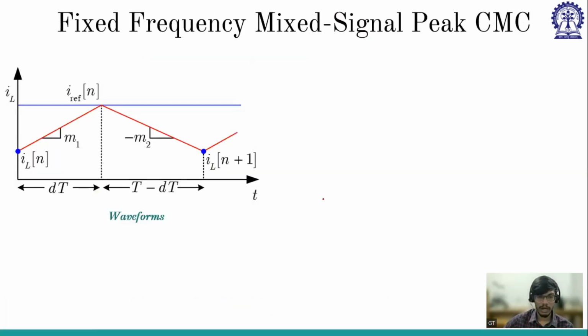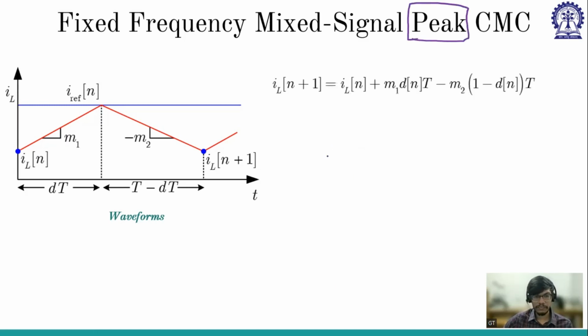Before we go into the voltage based constant on time, we had discussed in week 2 or week 3 that for mixed signal peak current mode control, there is a constant on the duty ratio beyond which it will be unstable. If you write IL n+1 in terms of IL n, you will get this equation, and the duty ratio is nothing but I reference n minus IL n by M1 dt. This is because it is peak current mode control.